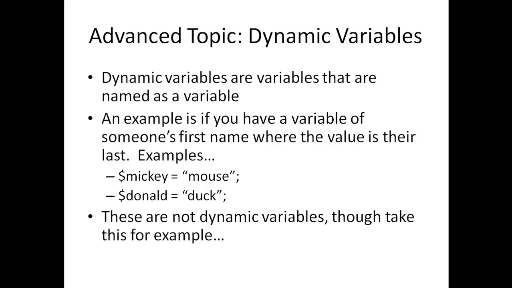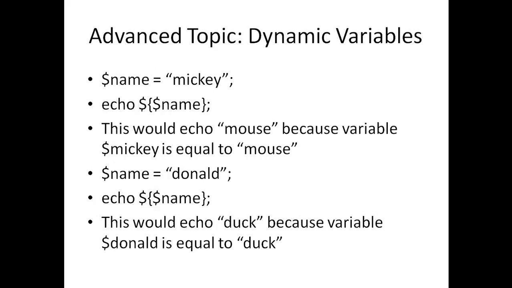And here's how we talk about dynamic variables, which I also briefly touched on. Dynamic variables are variables that are named as a variable. For example, if you have a variable of someone's first name where the value is their last name, $Mickey equals mouse, $Donald equals duck. These are not dynamic variables, though. Take this for example: $name equals Mickey. Then you echo $ brace $name close brace semicolon. That would echo mouse, because variable $Mickey is equal to mouse.